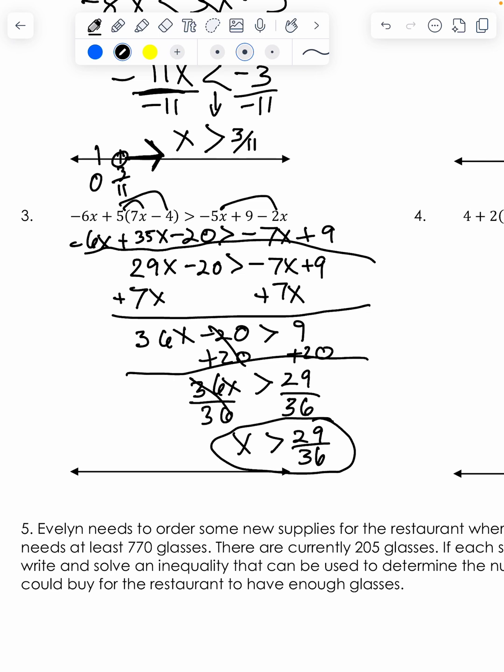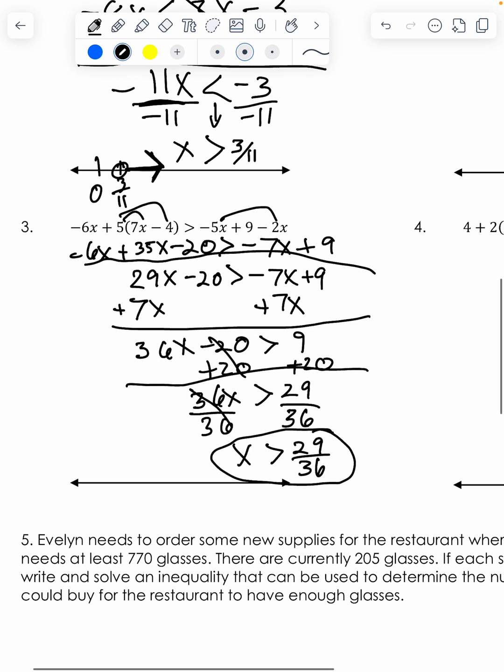We could graph that off pretty easily. And if you notice, we didn't have to switch any of the inequality signs on this one because we didn't divide by a negative number like we did in number 1. So that didn't require us to switch it. So keep that in mind when you guys are going through these problems and work on the Delta Math.